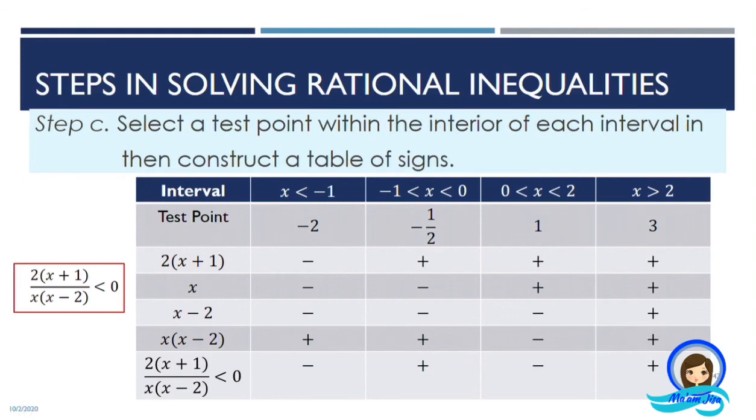Now the question is, are we looking for the intervals for which the expression is positive or negative? It's negative. Why? It's because we are using the inequality symbol less than. When we have negative here, of course, the expression is true. When positive is less than 0, it's already false. That's why we will be looking for intervals for which the expression is negative. And so it is found in these intervals: x less than -1 and 0 less than x less than 2.